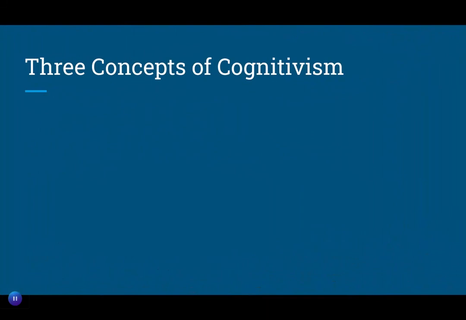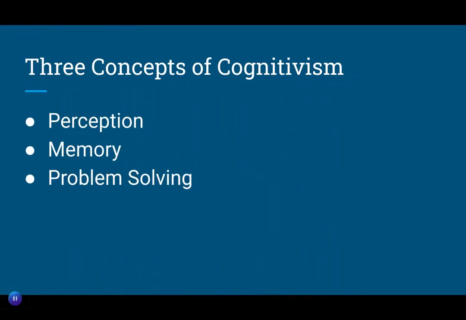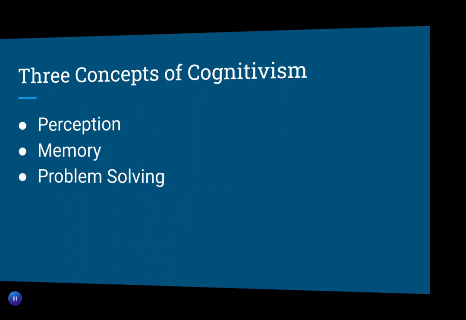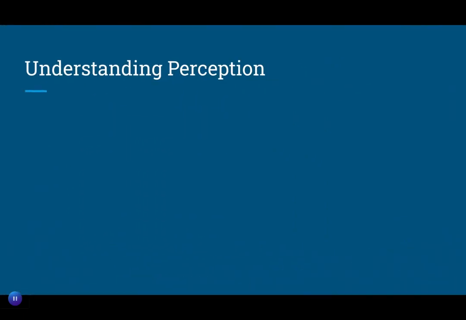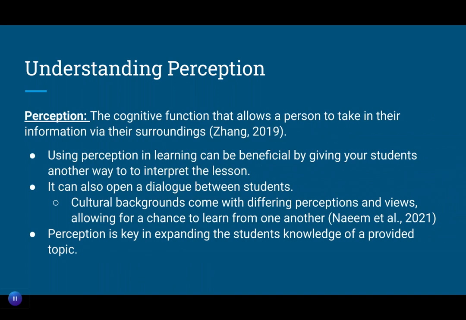So now we'll move on to concepts and applications of cognitivism. The three main concepts we'll be reviewing are perception, memory, and problem solving. So to begin, perception. It's important to understand perception. Perception is defined as the cognitive function that allows a person to take in information via their surroundings.